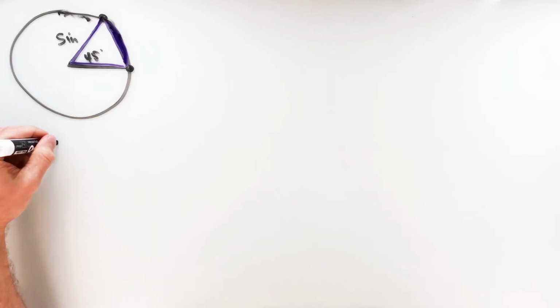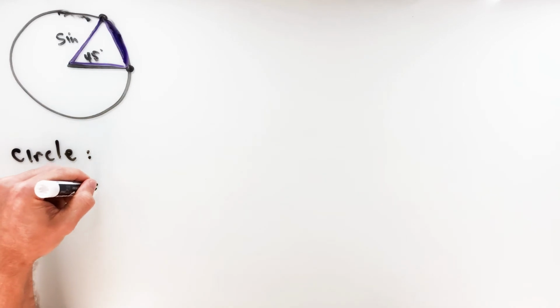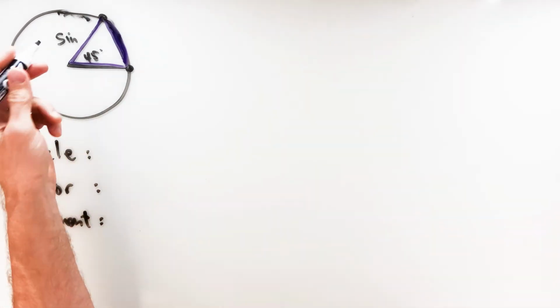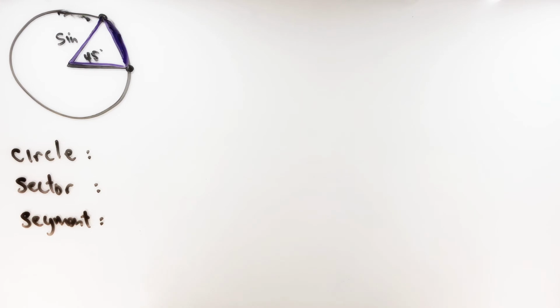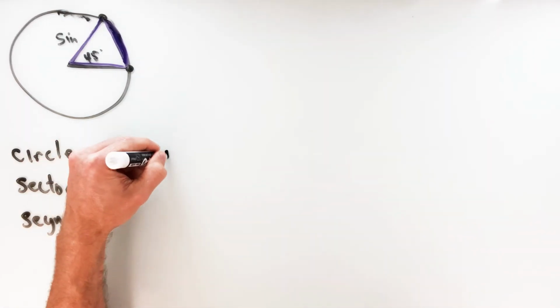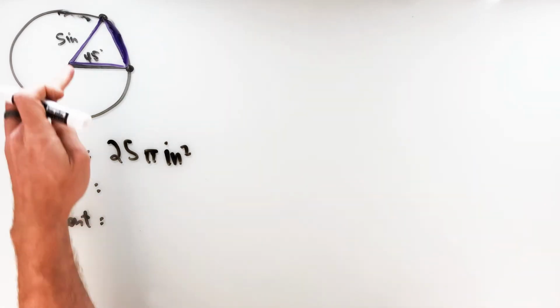Okay, so same thing. We're going to go area of the circle, area of the sector, area of the segment. Okay, area of the circle, again, pi times radius squared. Since the radius is 5, radius squared would be 25, 5 times 5. And then pi, 25 pi inches squared. So the whole circle, 25 pi inches squared.